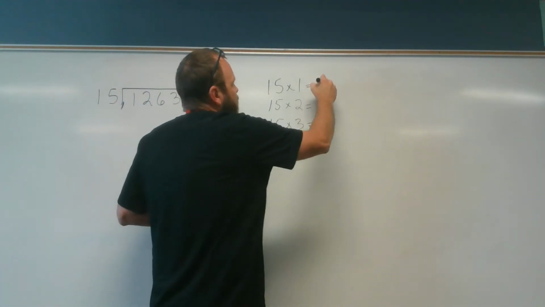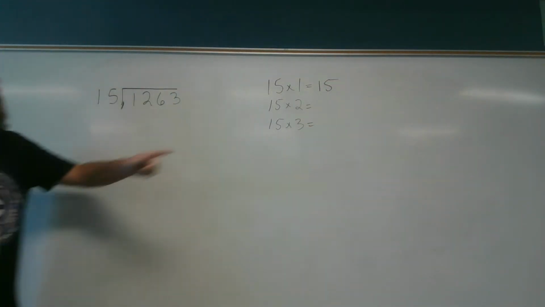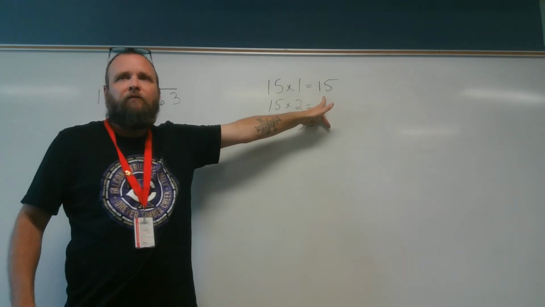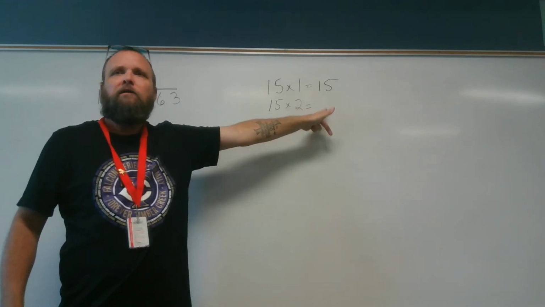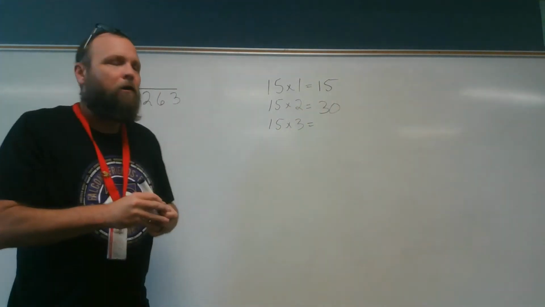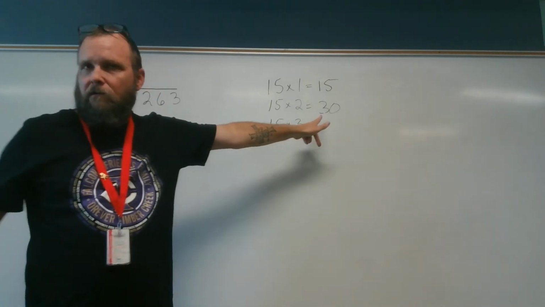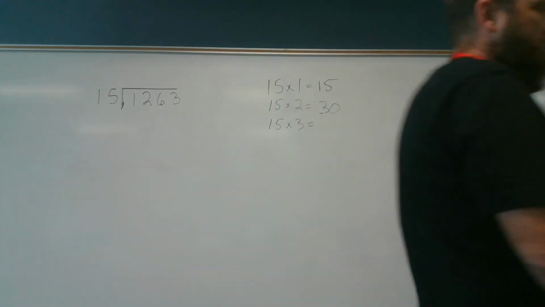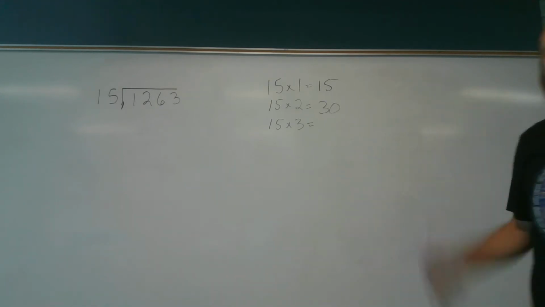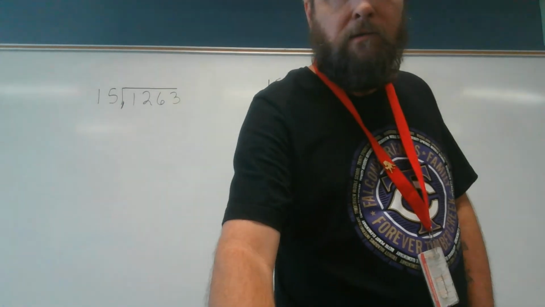So I know 15 times 1 is 15. 15 times 2, if I add 10 to 15, what do I get? 25. And then I add 5 more, I get? 30. So if you just take the number above it, add 10, and then add 5, you can just keep repeating that process. Add 10, add 5. Add 10, add 5. So I'm going to pause the video and let y'all finish this. We'll be back.